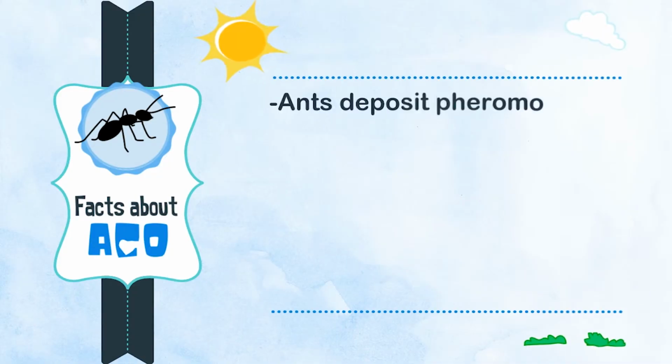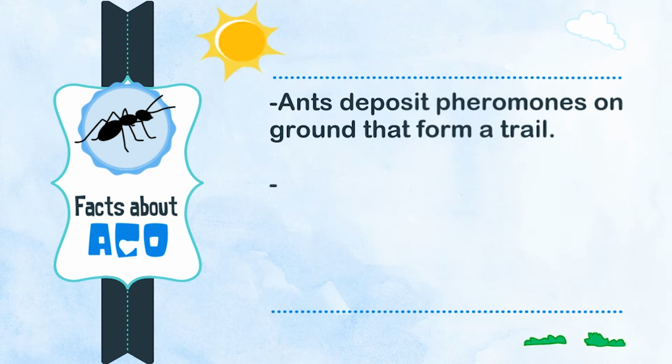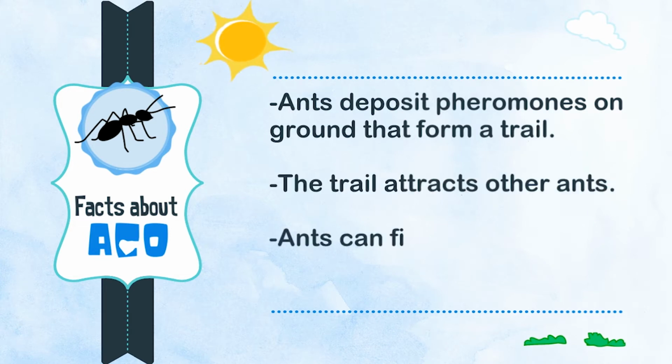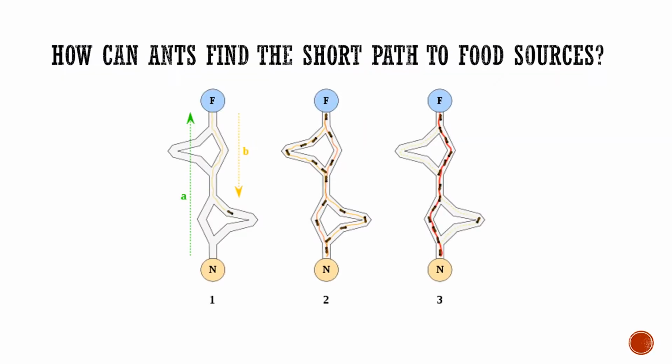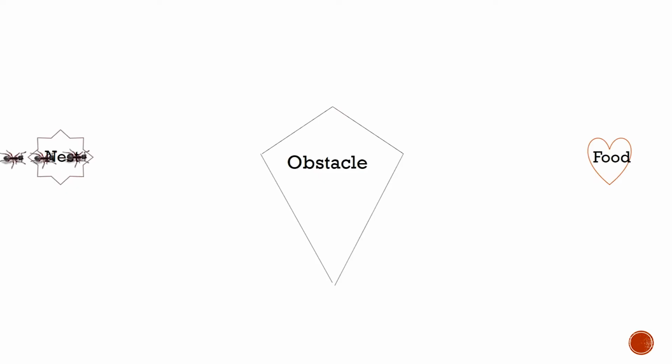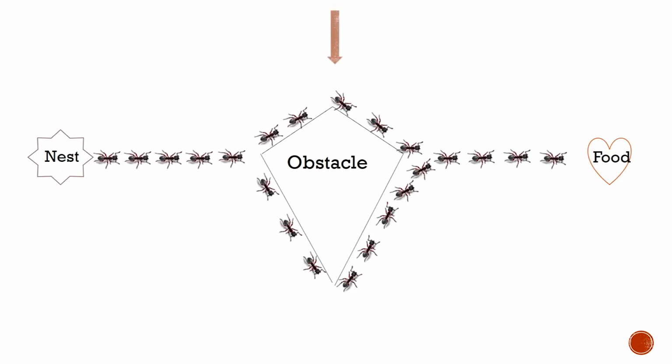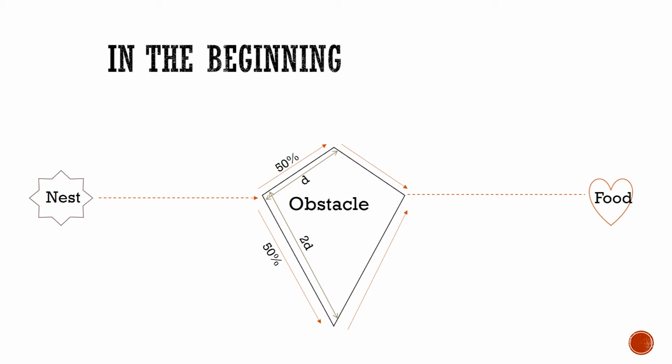Ants deposit pheromones on the ground that form a trail. The trail attracts other ants. Ants can figure out the short path according to the concentration of pheromones. How can they do that? Assume there is an obstacle. In the beginning, there's a 50% chance that an ant in front of the obstacle will go to the upper side with distance d. Another 50% chance the ant will go to the lower side with distance 2d.